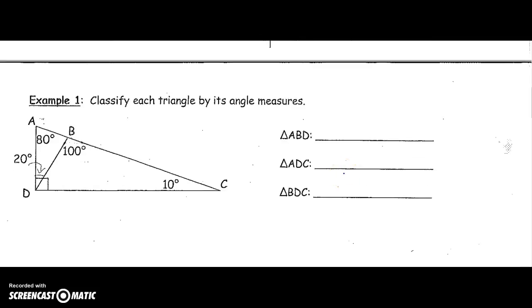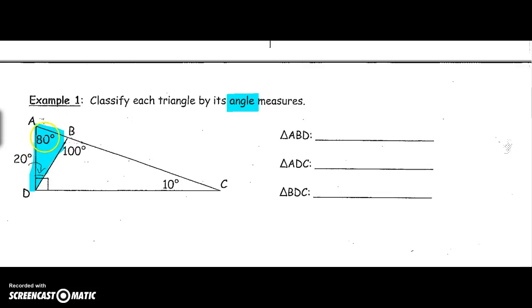Here we have 3 triangles within here. We're going to classify each of them by its angle measures. And if you think about it, you have right triangles, you have acute triangles, you have equiangular, and you have obtuse. The first one we're going to look at is triangle ABD. Triangle ABD is right here.